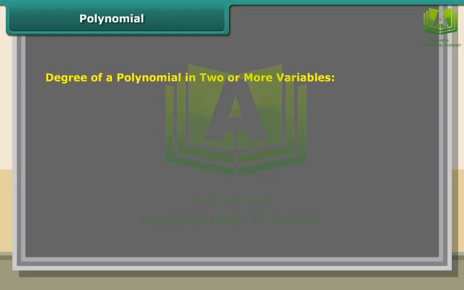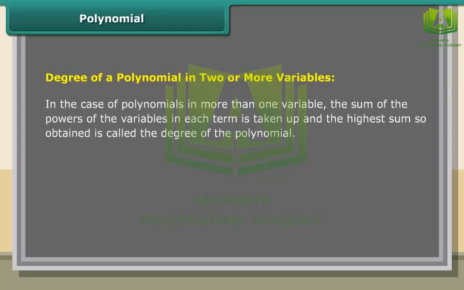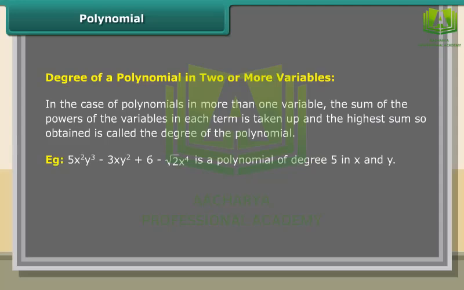Degree of a polynomial in 2 or more variables. In the case of polynomials in more than one variable, the sum of the powers of the variables in each term is taken up, and the highest sum so obtained is called the degree of the polynomial. Example, 5x square y cube minus 3xy square plus 6 minus square root 2x raised to the power 4 is a polynomial of degree 5 in x and y.